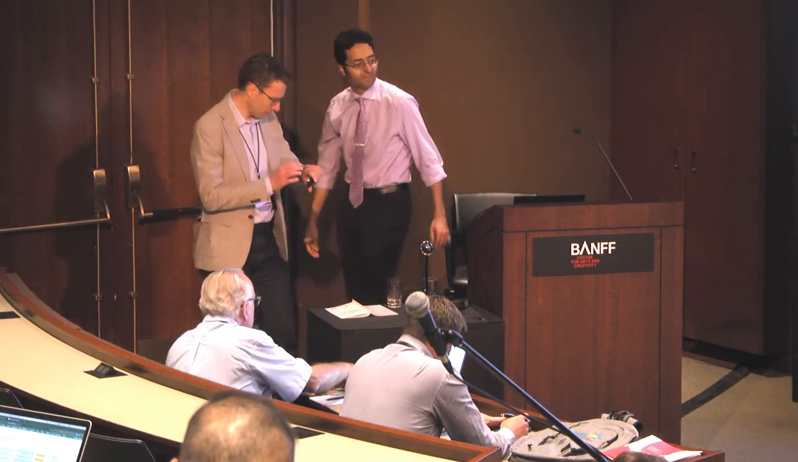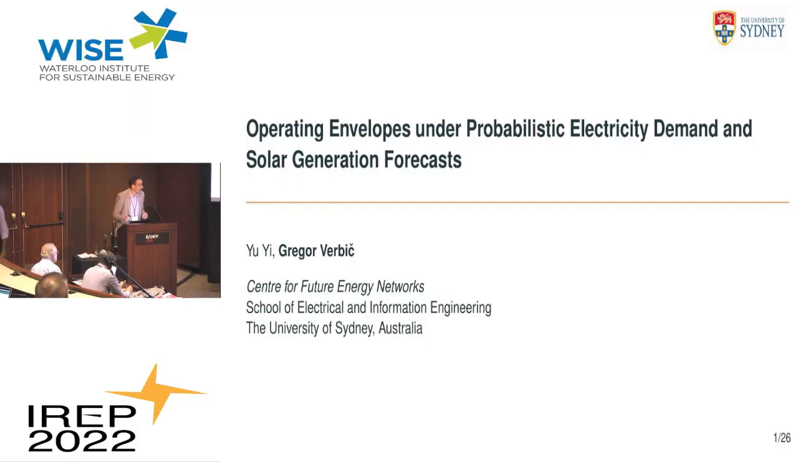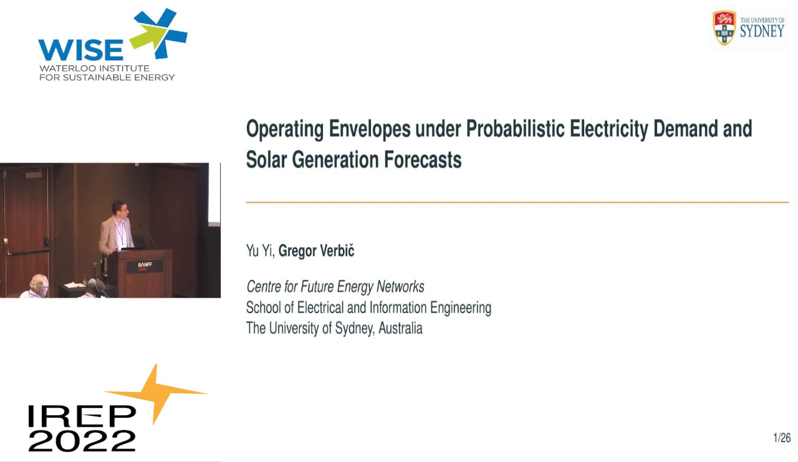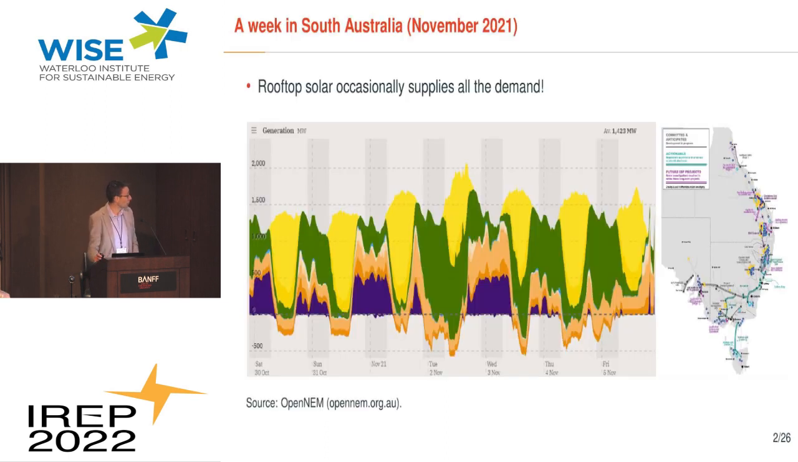Okay, morning everyone. So my talk is on operating envelopes, which are used to limit the amount of power prosumers can inject into the grid to prevent overvoltage and network congestion issues. So I'll start by discussing a little bit the motivation, and that's a snapshot of 1 week last spring in South Australia.